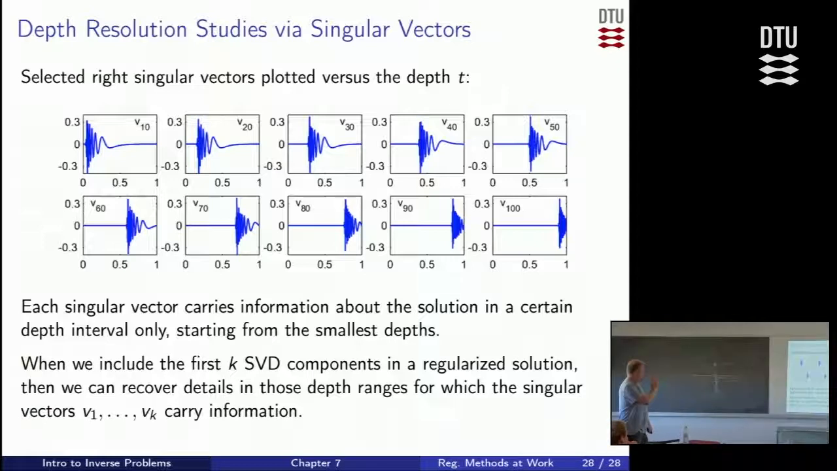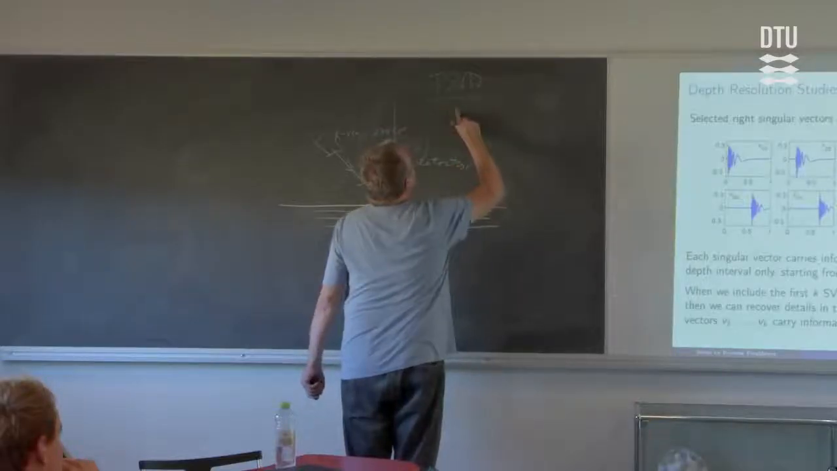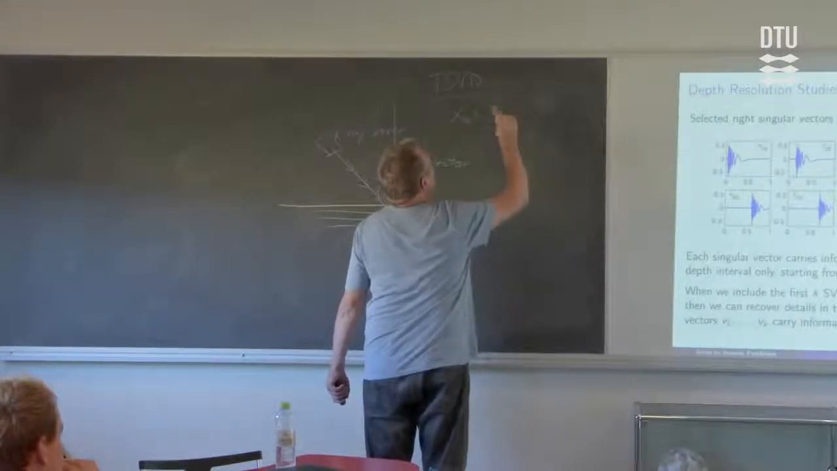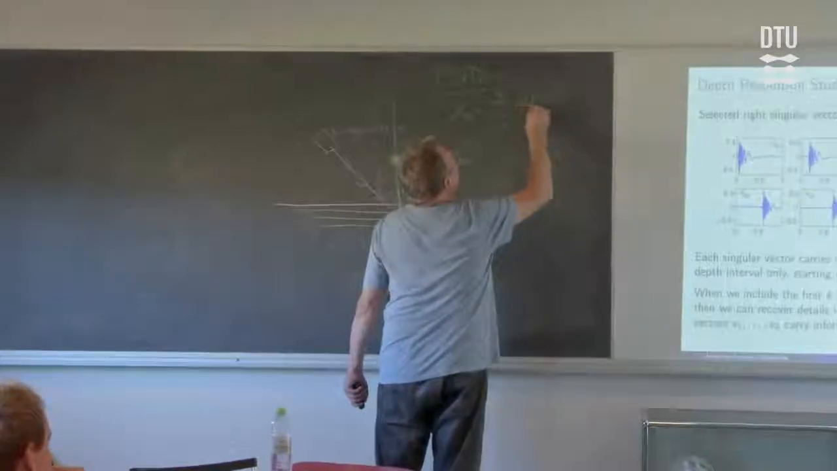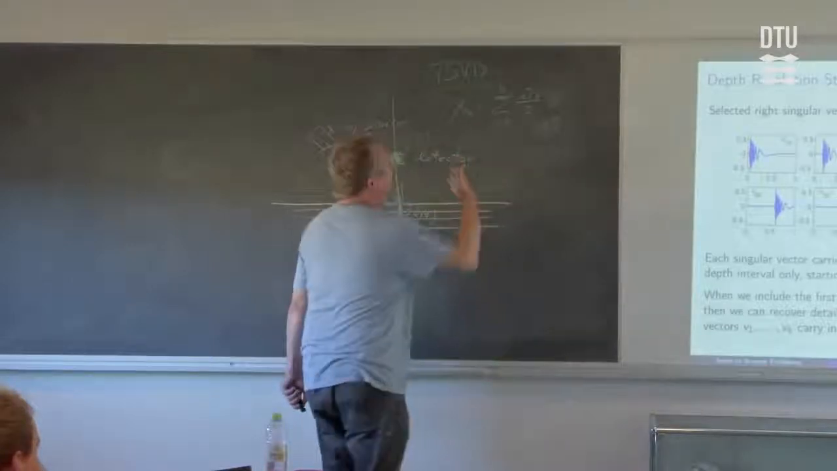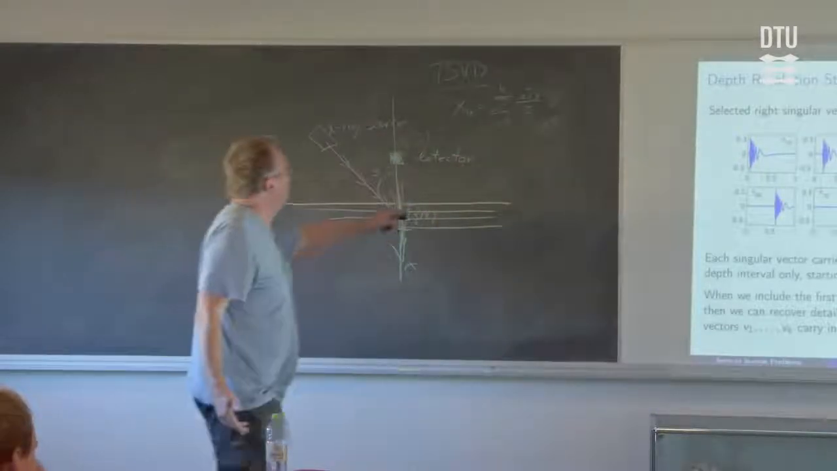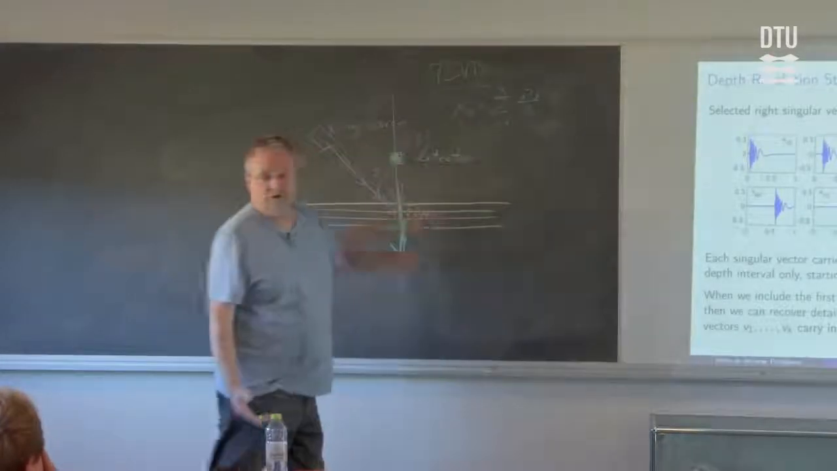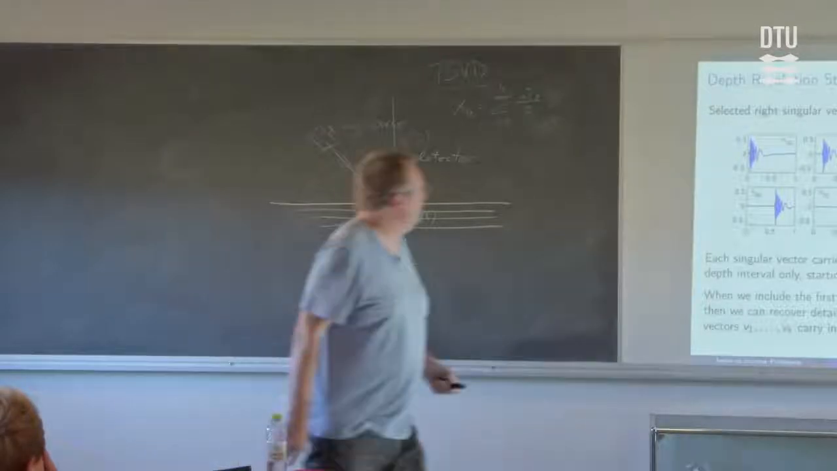So here are the right singular vectors of this particular problem. And remember, for truncated SVD, our TSVD solution is a sum from 1 to k of u_i transpose b over sigma_i times v_i. Okay, so the v vectors are the basis vectors, and whatever we reconstruct is a sum of the v vectors. So whatever features are in the v vectors will be brought over to the solution, right? So what do we see?